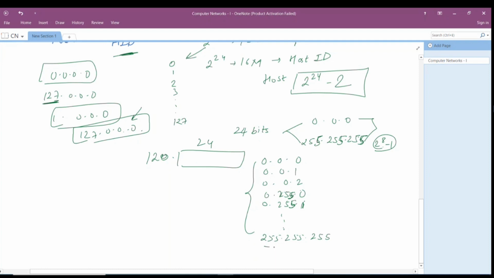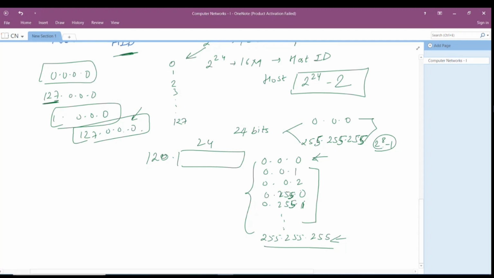So the first IP and the last IP of the network are reserved for a particular purpose, which we'll understand later. They are used for broadcasting and other things. Other than that, any host present in the network can take the IDs from 1 up to 255.255.254. So the last would be 255.255.254, and that can be taken by any host present in a class A type of network.